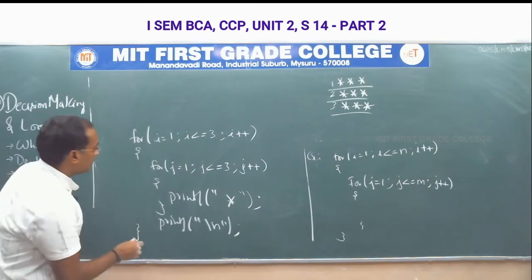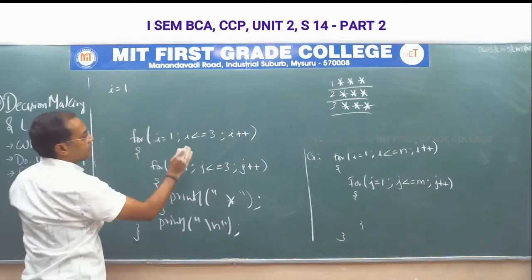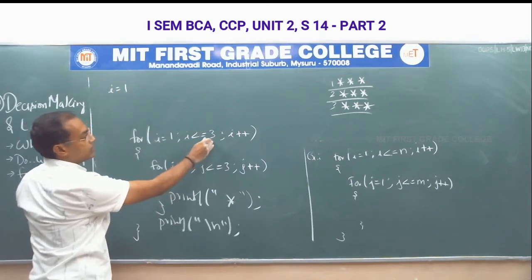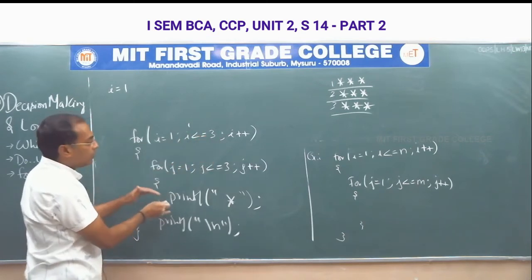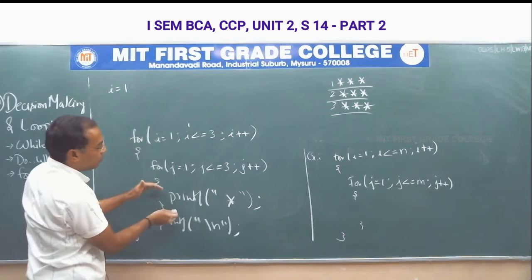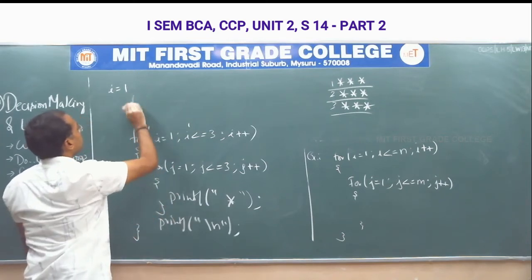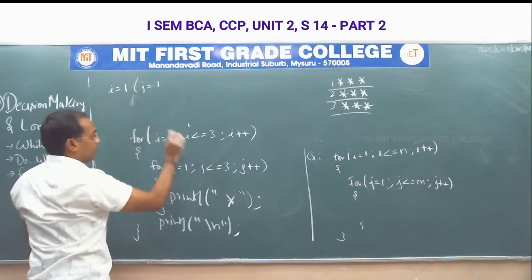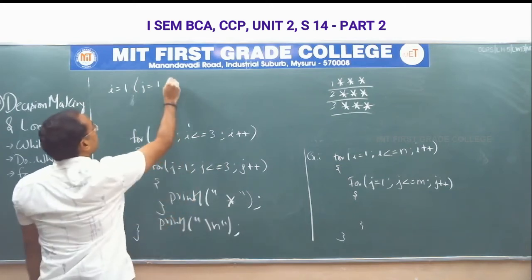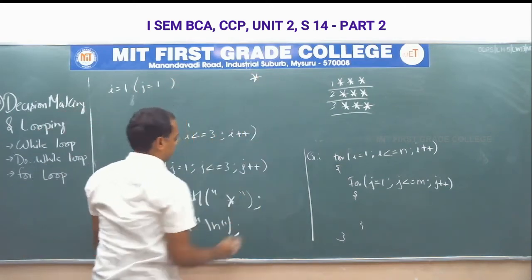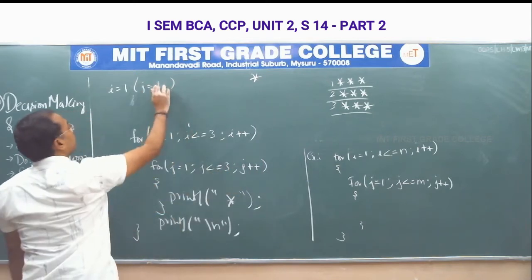How does this work? See students, the very first i value is 1. Is i less than or equal to 3, is 1 less than 3? Yes, it is true. So it will go into the outer for loop body. Here there is one more for loop and j value is 1 now. Is j less than or equal to 3? Yes. Then it will go to the printf. So it will print 1 star and then increment j plus plus. j now will become 2.